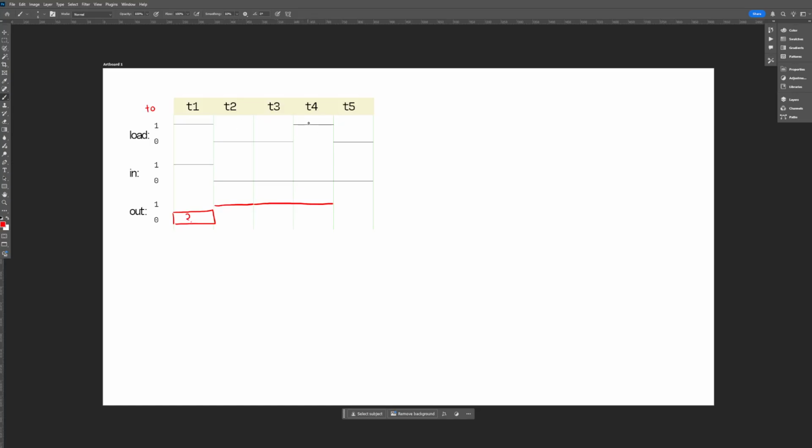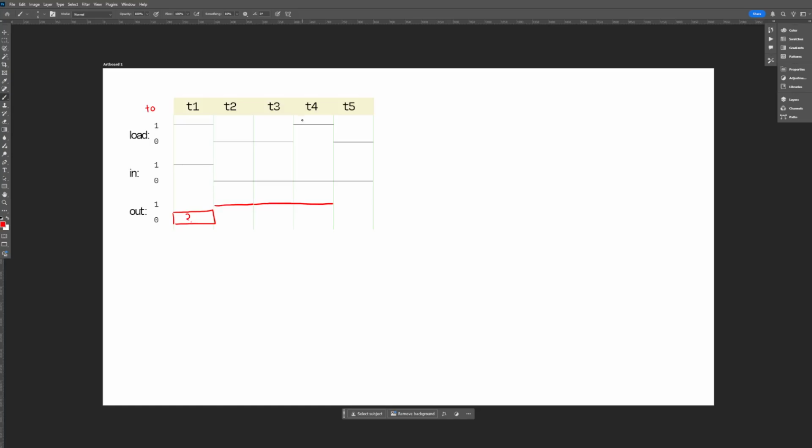Now when we reach T4, the load, we ask, should new data be written? And the load is saying yes, new data should be written. So we look at what the input is telling us, and the input says that the new data that should be written is 0 because that aligns with the new data that is being requested by the load.